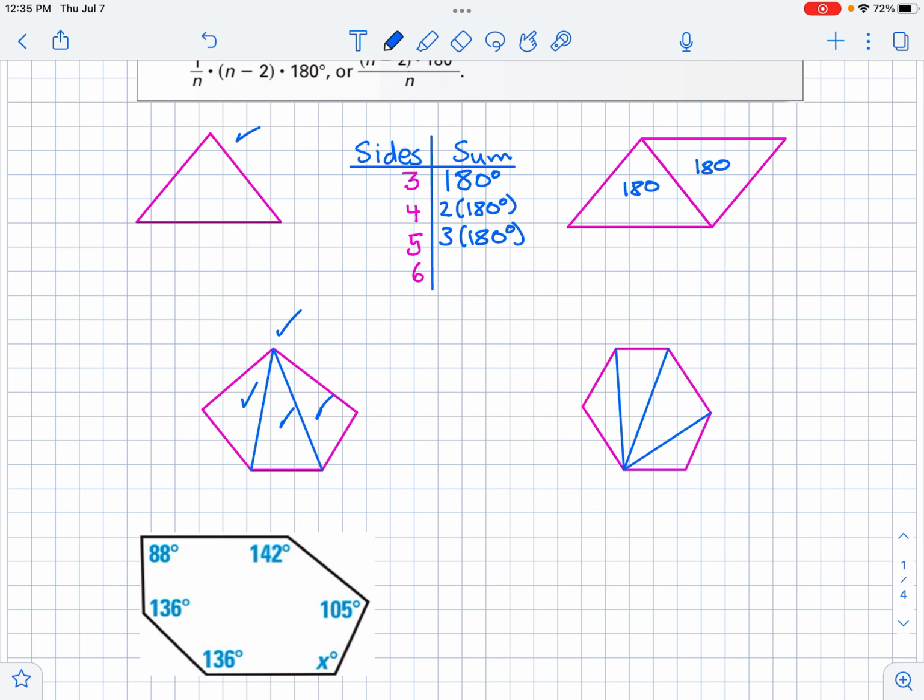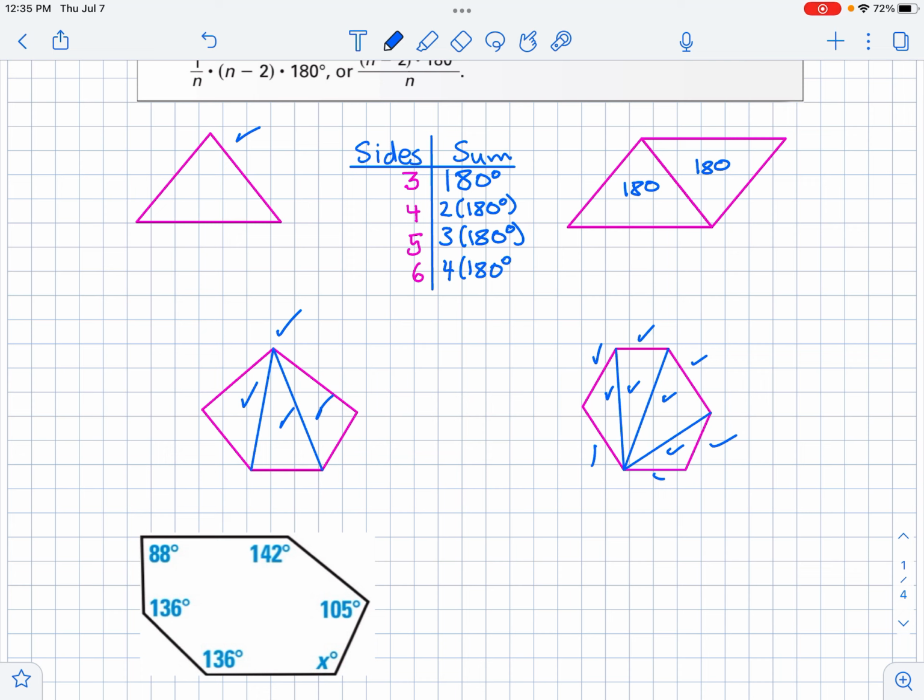Okay, now let's look over here. We got 1, 2, 3, 4, 5, 6. Okay, so hexagon. And I did the same game here. I joined some vertices and made some triangles. I've got 1, 2, 3, 4 triangles. So each one of those has a sum of angles of 180. So we have 4 times 180.